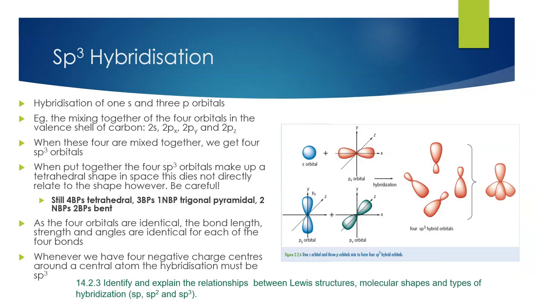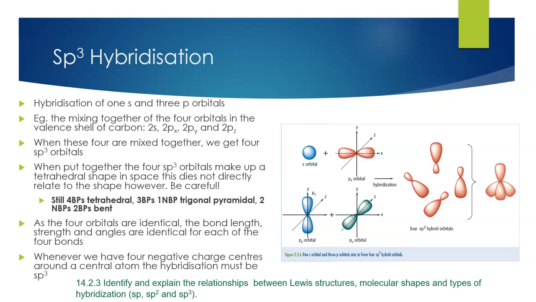So when we have sp3 hybridization, we have 1 s and 3 p orbitals. This is the mixing together of 4 orbitals in the valence shell of carbon. The valence shell is in shell 2, so 2s, 2px, 2py, and 2pz, remembering that x is our horizontal, y our vertical, and z our 3-dimensional through the middle there in our plane. Okay, so we mix these 3 p orbitals and the s orbital and form 4 sp3 hybridized orbitals where we have 1 big lobe and 1 small lobe.